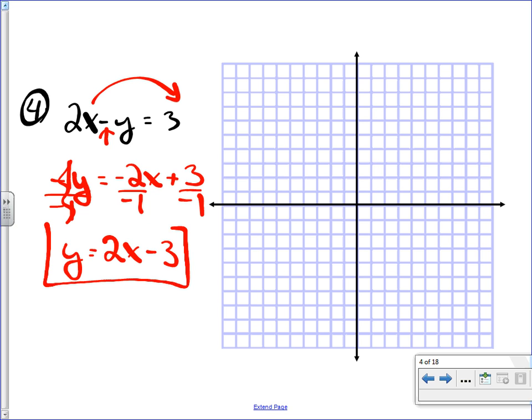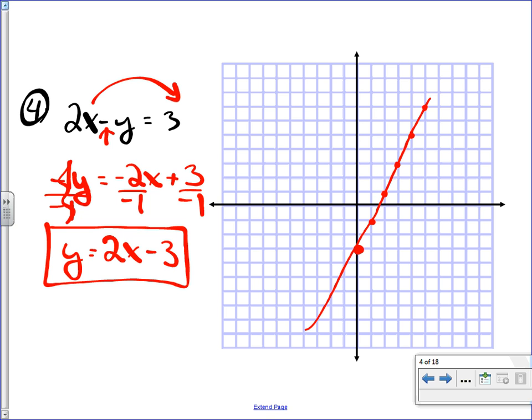So this becomes our new equation. That's the one we're going to be graphing. So on this one, we're going to start at negative 3. That's right here. And the slope on this one is 2, or 2 over 1. So we're going to rise 2, run 1. That's going to put us right here. Up 2, over 1. Up 2, over 1. So these are a couple of those points. Connect all of those dots. And now we have our line. So that's number 4.